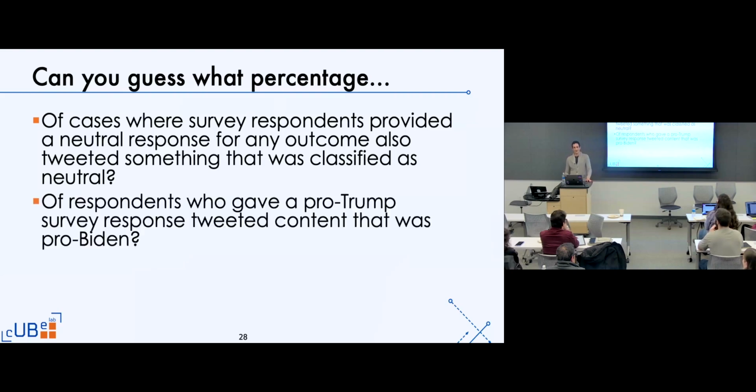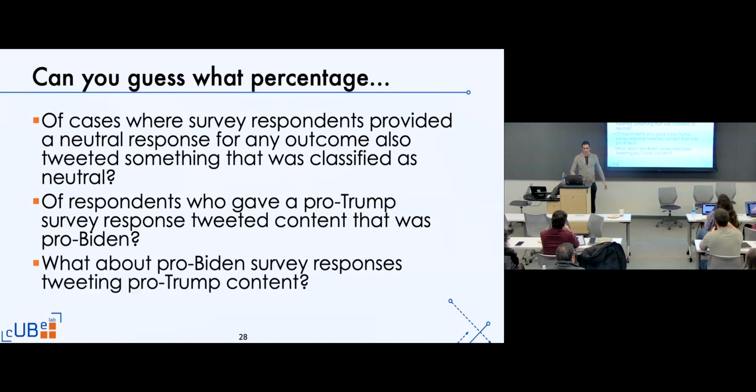All right, so why don't I move to the next one? Of the people who gave a pro-Trump survey response, they said they were intending to vote for Trump or did vote for Trump, what percent tweeted content that we, the authors of the paper, labeled as pro-Biden? Low percentage. Well, 10%. Give me a number. 10, 5.